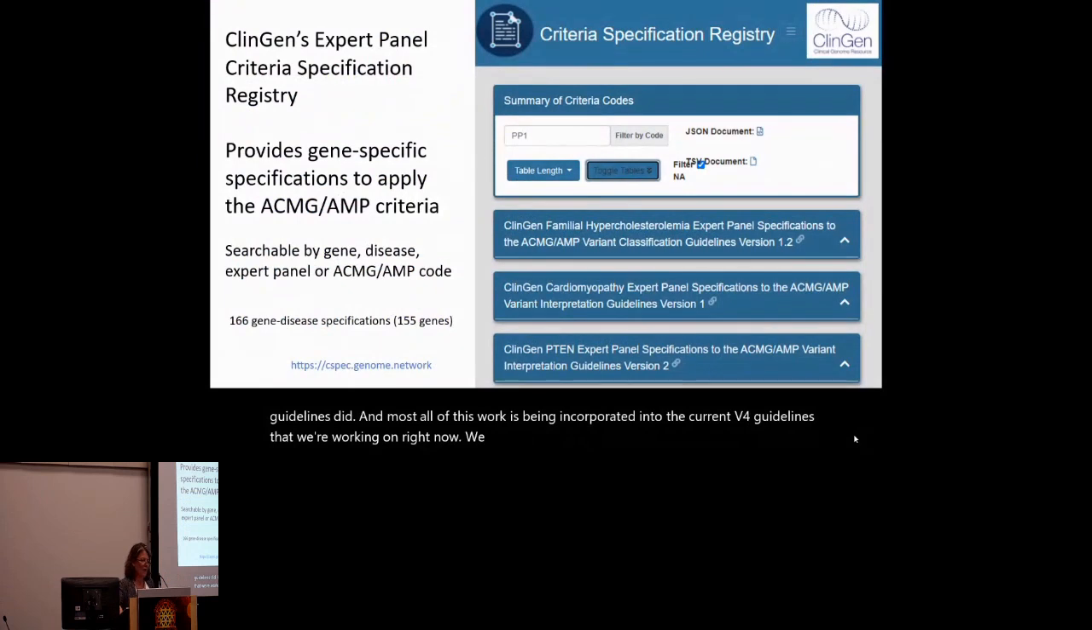We also have a criteria specification registry. So all the individual expert panels that develop their specifications, they all then get deposited in the C-spec registry. Of course, all these URLs are in my slides that you now have a QR code for, or will at the end, so you can get access to all this stuff.